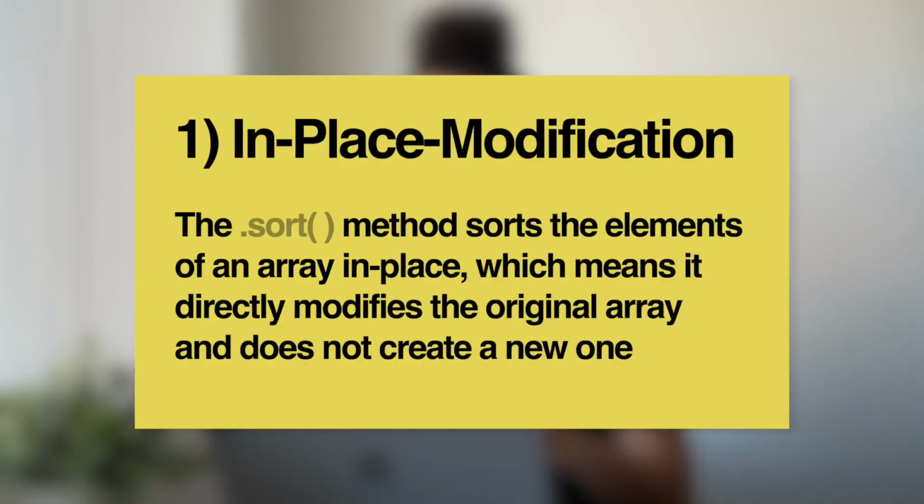Number one is in-place modification. The sort method sorts the elements of an array in place, which means it directly modifies the original array and does not create a new one. That's right, it does not create a new array like other methods like map, so something to keep in mind.